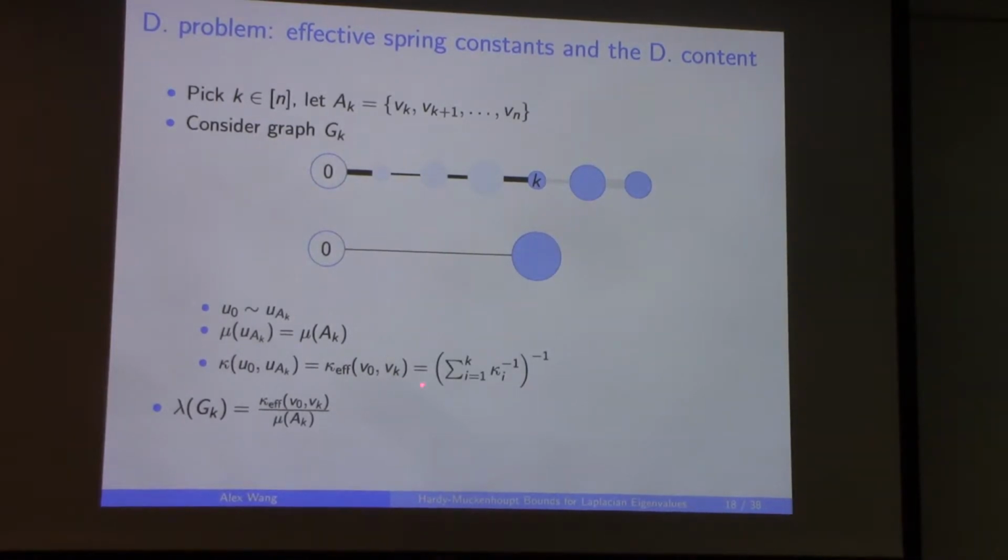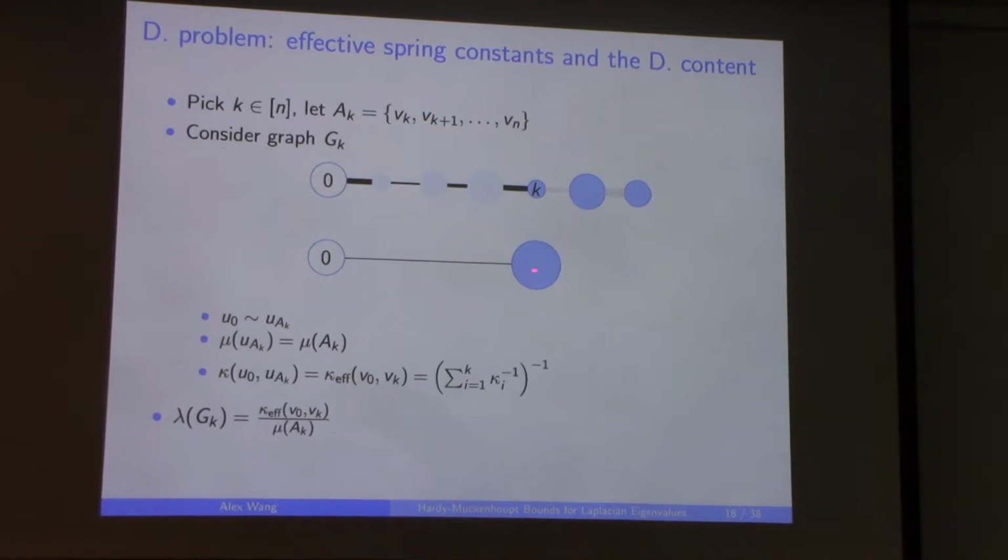And so we know for this new graph what its lambda value is. Its lambda value is just going to be this spring constant divided by this mass. And I'm going to tell you, surprisingly, that when you optimize over k, there is some k you can pick for which the oscillation of this two-node system is going to be very similar to the oscillation of the original system. So what do I mean by that? I'm going to consider minimizing over k this quantity.